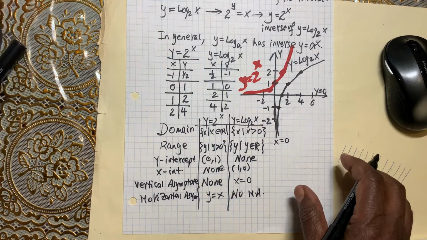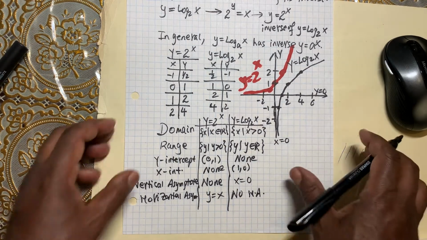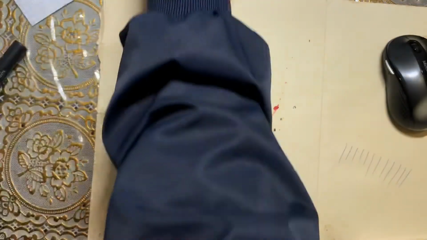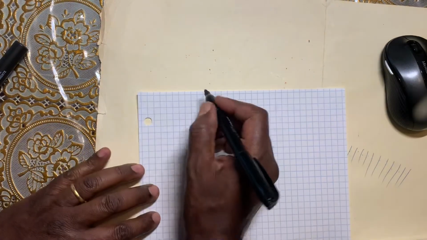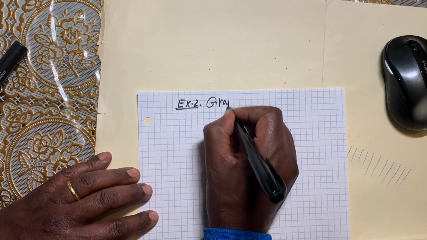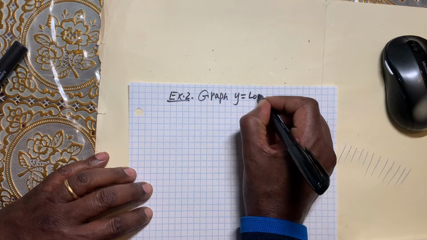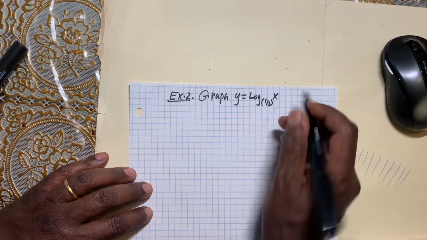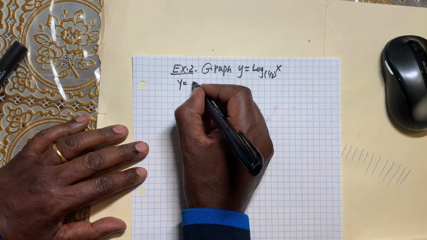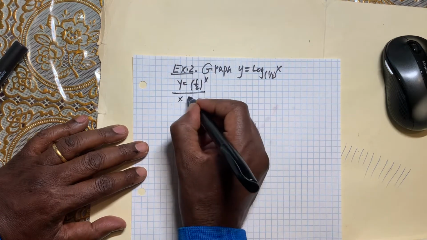Okay. Now let's take another example where we can graph a logarithmic function. Example 2. Graph y equals log base half of x. What you do is, as we said, you take y equals half to the power of x, which is the inverse of this.